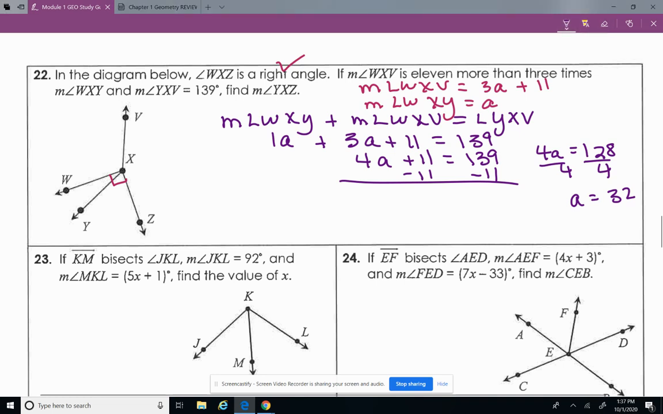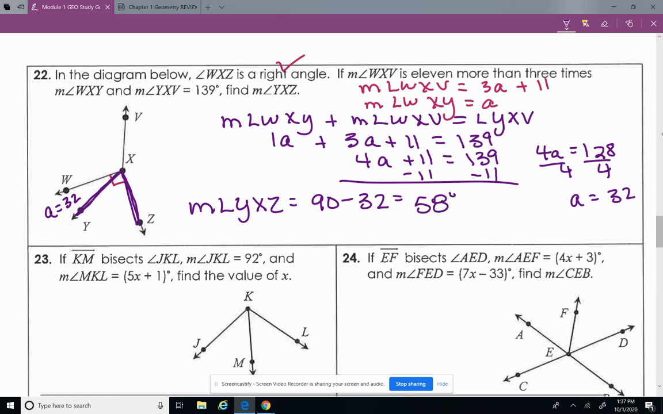All right, next it says, find the measure of angle YXZ. Well, we know that this was A and it was 32. And if they both are complementary, that means they add together and equal 90. So to find the measure of angle YXZ, I'm just going to take 90 and subtract 32 from it. So that's going to be 58 degrees.